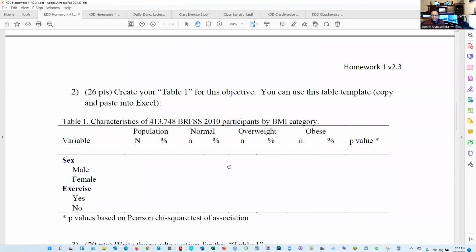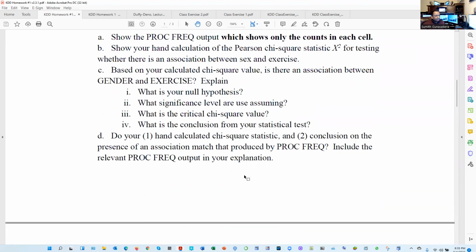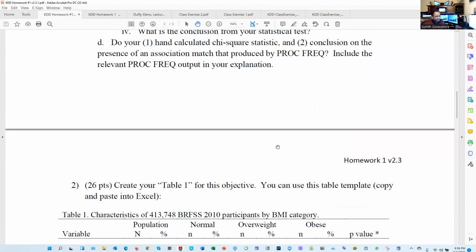Professor, I was looking at question 1 today, and when we do the hand calculation for the chi-squared, how do we produce the observed versus expected table in SAS? Oh, okay, I'll show you. Don't worry, I'll show you. Thank you, Professor.